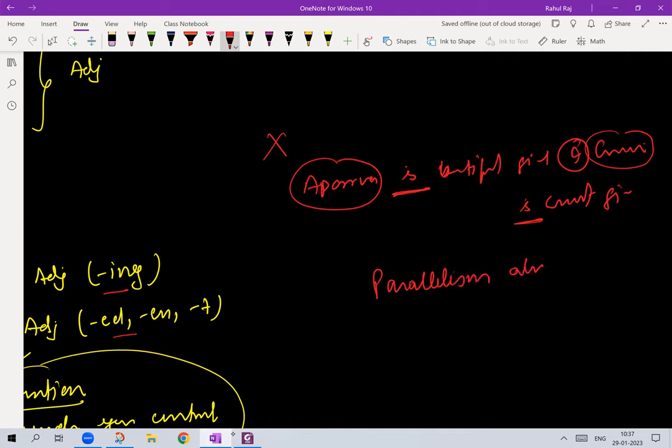So you can say Rahul is a good guy and he's a smart guy. This is absolutely fine. But you can't say Rahul is a good guy and Rohit is a smart guy. This is wrong. So parallelism always goes back to the same subject. And today we'll be doing a lot of questions, so don't worry, it will all be clear.